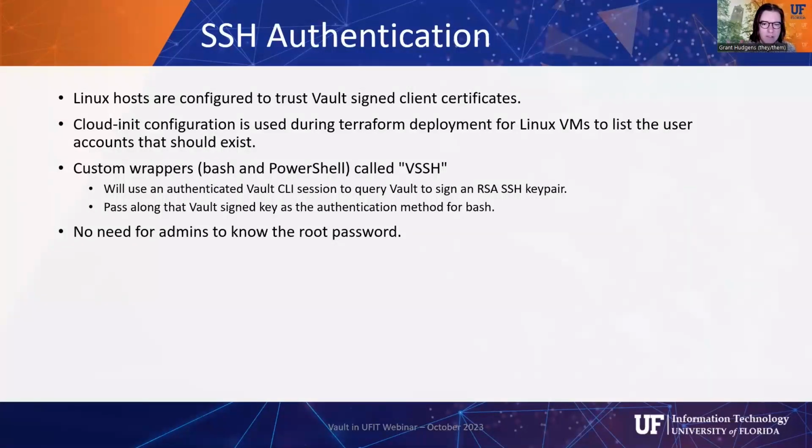SSH authentication is something that we more recently started doing with new Linux host deployments. We started leveraging a cloud init configuration during the Terraform deploy stages that will configure the host to include any necessary user accounts and configure it to trust Vault signed client certificates for SSH. We built a custom tool called VSSH, which is really just a wrapper for OpenSSH, where a user will just need to authenticate to Vault using the Vault CLI tool, then run VSSH, whatever user at whatever host, and VSSH will handle the communication with Vault to grab a signed certificate and then pass that along to OpenSSH for client authentication to the remote host.